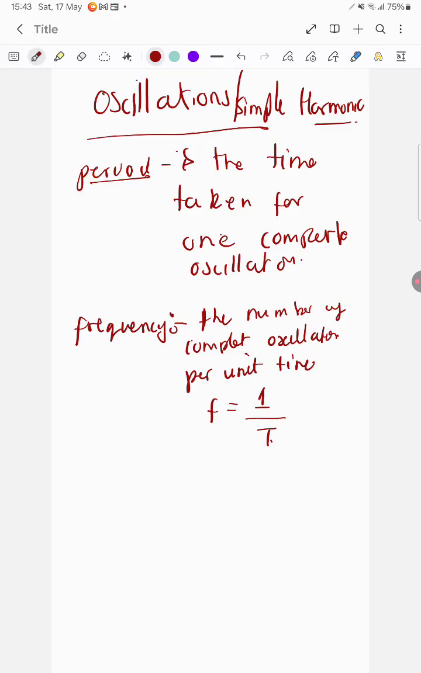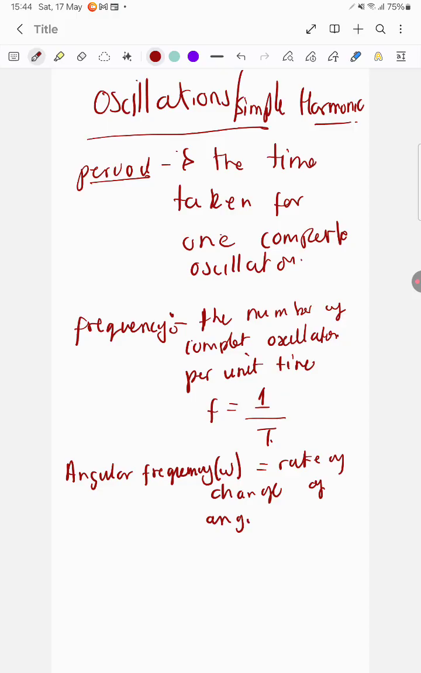Then there's a quantity we talk about now in A level, and that is angular frequency, or omega, right? And this is defined as the rate of change of angular displacement. Of course the angular displacement is measured in radians, for a complete circle. We use radians more, not so much degrees.